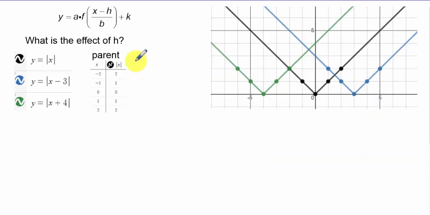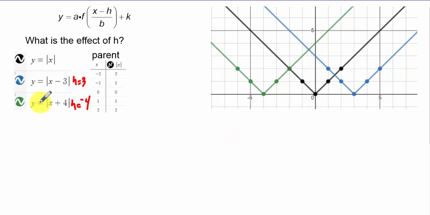Next, we're going to mess around with our h value. So the h value is inside here. And in this case, our h value, while it looks to be -3, h is actually equaling 3 here because it's the value that follows a subtraction sign, whereas h in this case is -4. So you'll notice, again, color-coded for an absolute value graph.